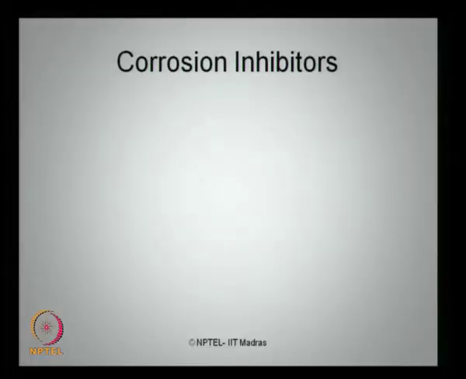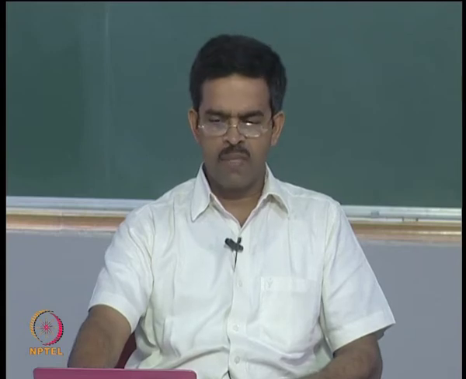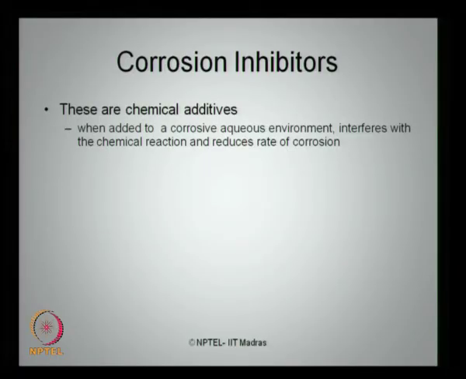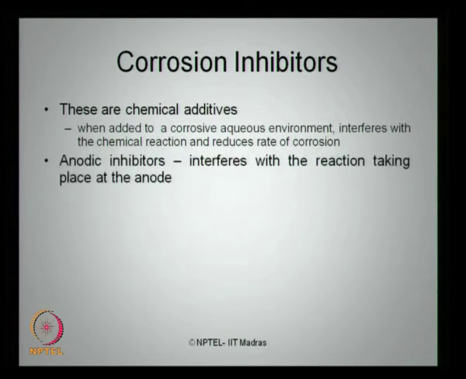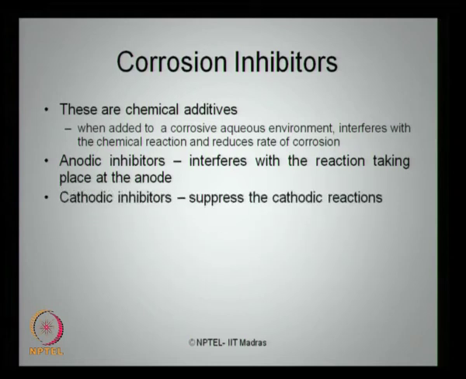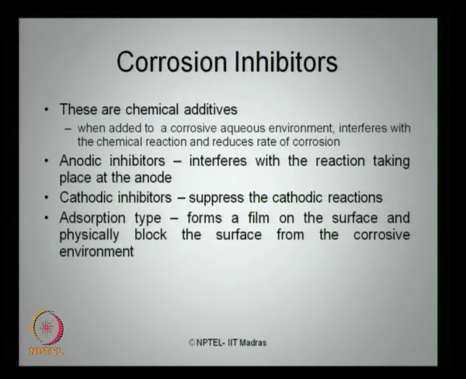The other alternative which we saw for maintaining corrosion protection is corrosion inhibitors. I can also use corrosion inhibitors to maintain a corrosion preventive environment in sea states. These are nothing but chemical additives. When they are added to a corrosive aqueous environment, they interfere with the chemical reaction and reduce the rate of corrosion happening on the members. There are anodic inhibitors, cathodic inhibitors and so on. Anodic inhibitors interfere with the reaction taking place at the anodes. As the name suggests, cathodic inhibitors suppress the cathodic reactions happening on a bimetallic couple.